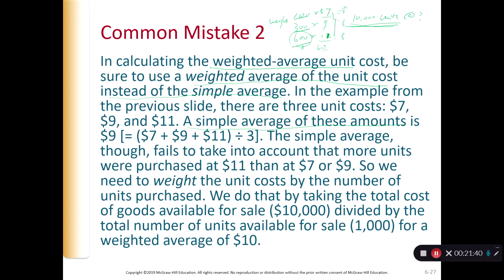The simple average fails to take into account that more units were purchased at $11. Like I said, the 600 has more voice in this $10,000 than the 100 at $7 and the 300 at $9. So we need to weight the unit cost by the number of units purchased. We do that by taking the total cost of goods available for sale, which is $10,000, and dividing by the total number of units for sale, 1,000. We get an average of $10 a piece.